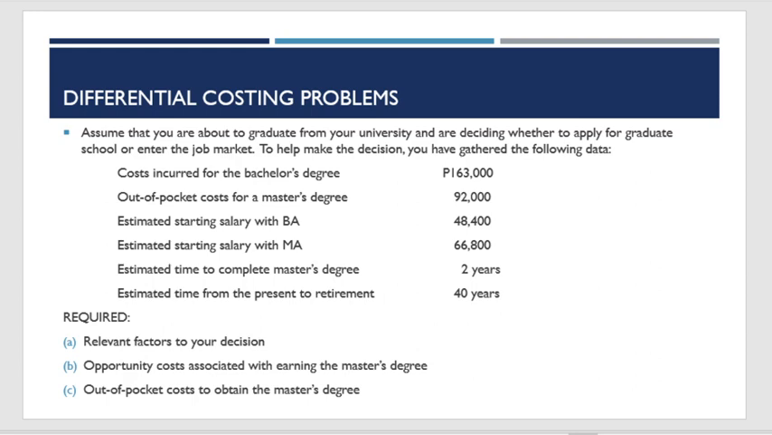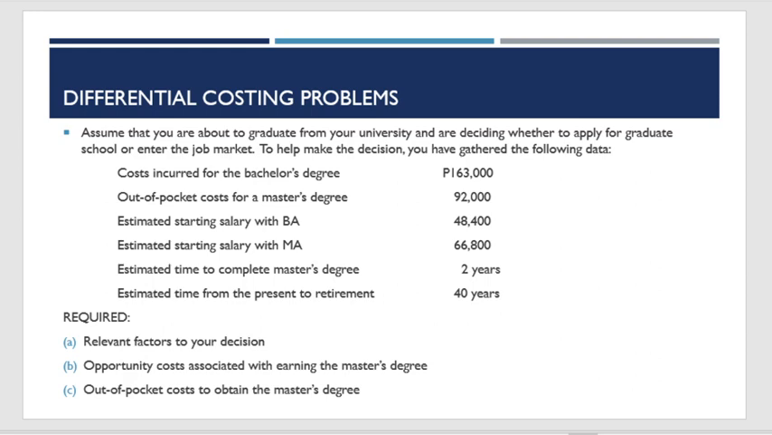So let us first analyze the transaction. Item A, relevant factors to your decision. Ano ba yung mga relevant factors? Lahat ng factors na future and vary between alternatives. Alin ba ang mga future dyan?